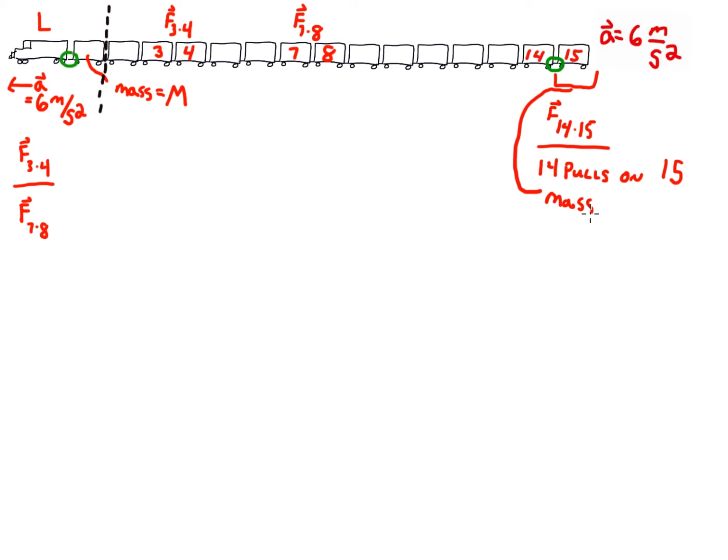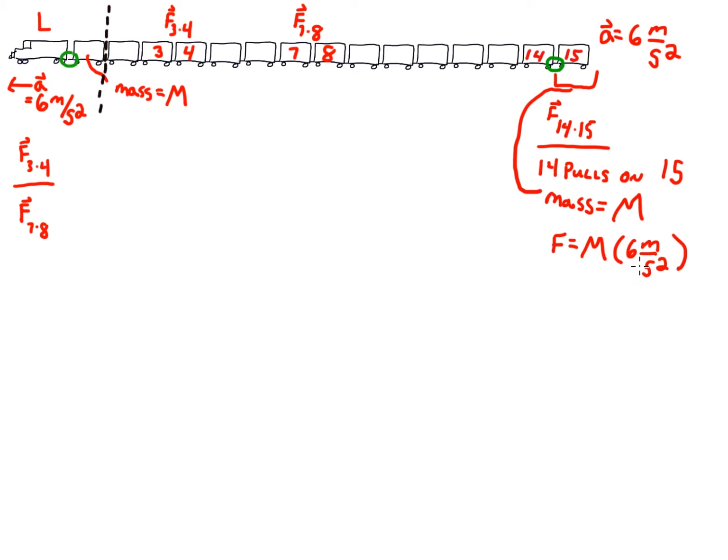Extending that concept to the last car, we can see that car 14 is attached to car 15. The fact that car 15's acceleration is equivalent to that of our system, 6 meters per second squared, suggests that 14 must be pulling on 15. Since we know that 15 is accelerating and that its mass m is identical to that of the other cars, then the force that 14 exerts on 15 to pull it forward is ma.